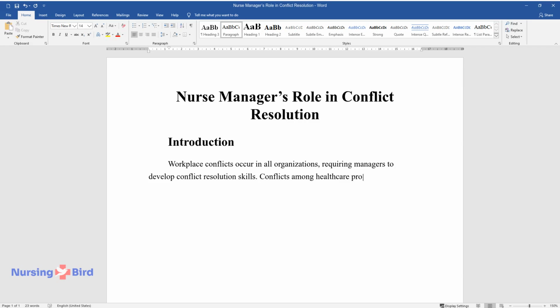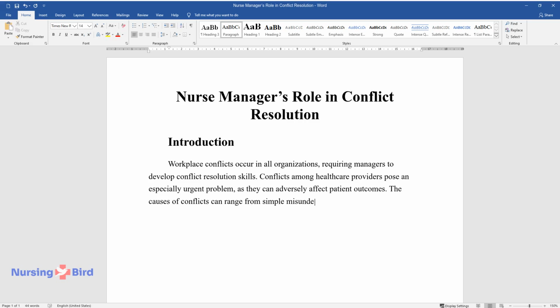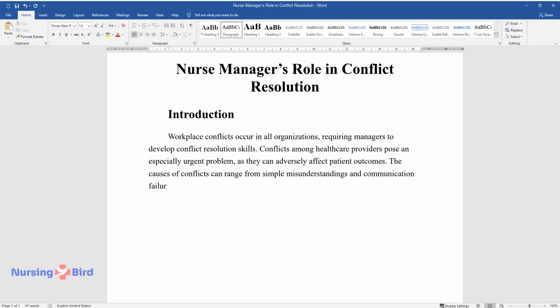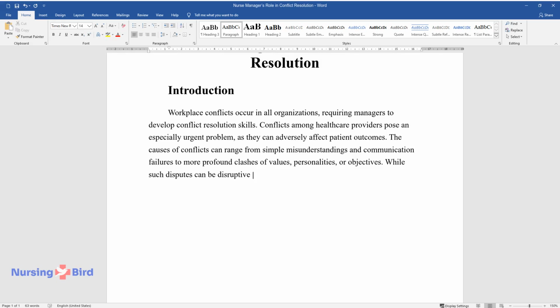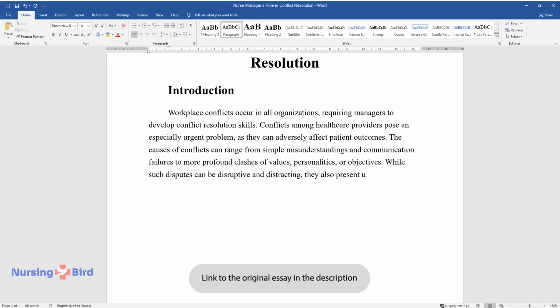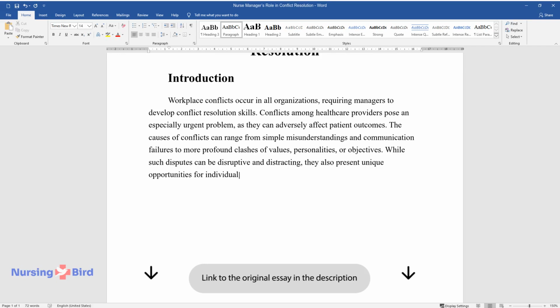Conflicts among healthcare providers pose an especially urgent problem, as they can adversely affect patient outcomes. The causes of conflicts can range from simple misunderstandings and communication failures to more profound clashes of values, personalities, or objectives. While such disputes can be disruptive and distracting, they also present unique opportunities for individual and organizational growth.